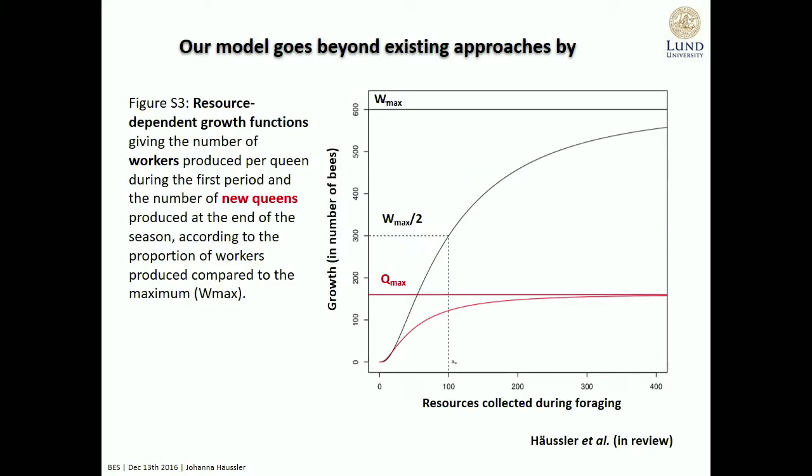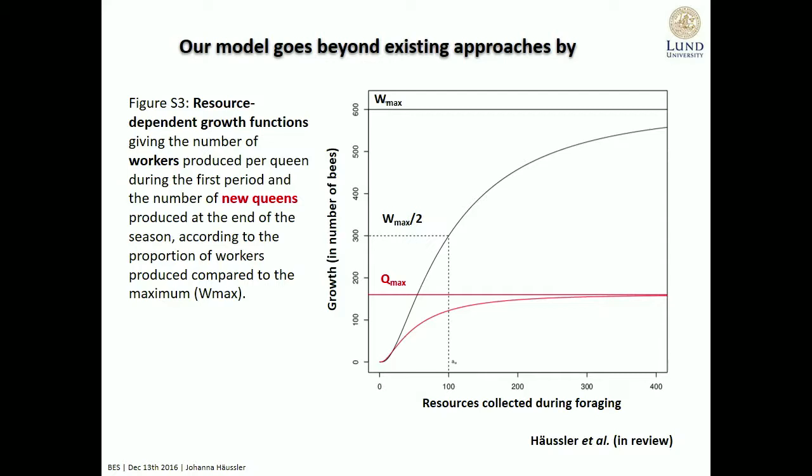So, as I showed you before, we have growth during the season, so the colony growth, and growth at the end of the season when the population size is actually growing in terms of number of colonies. So here you can see on the x-axis the resources collected during foraging, and on the y-axis the growth in number of bees. So you can see here is our growth function, which is a function of a log normal distribution.